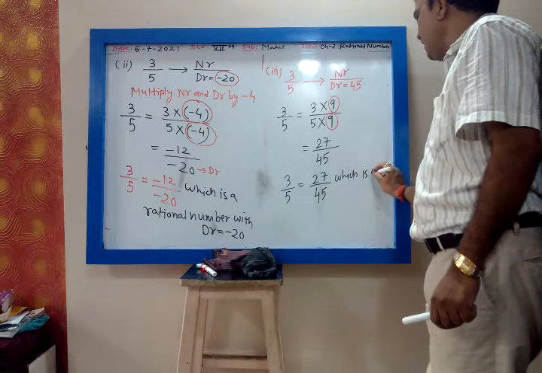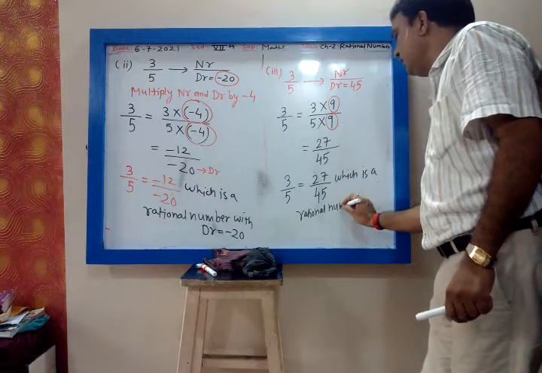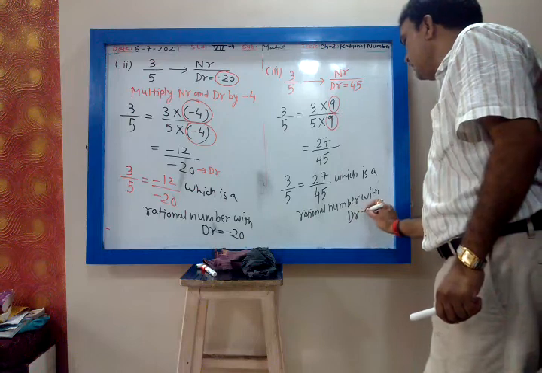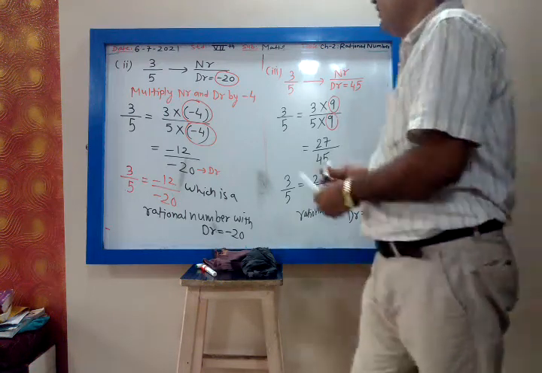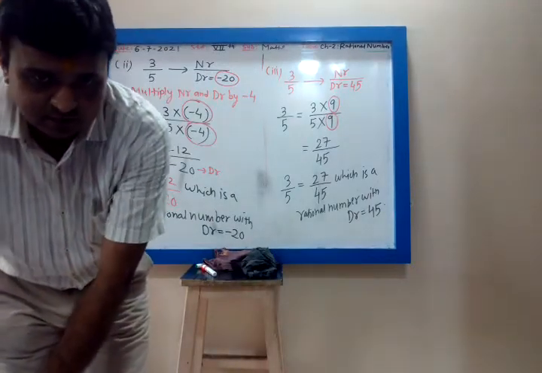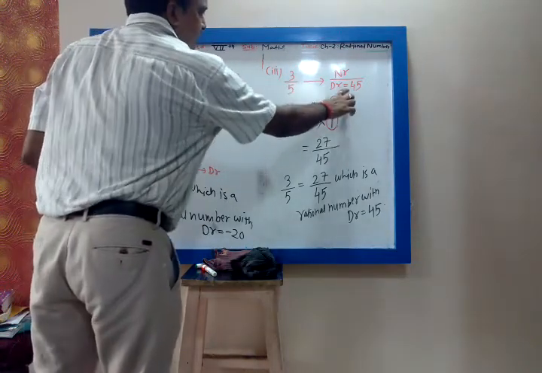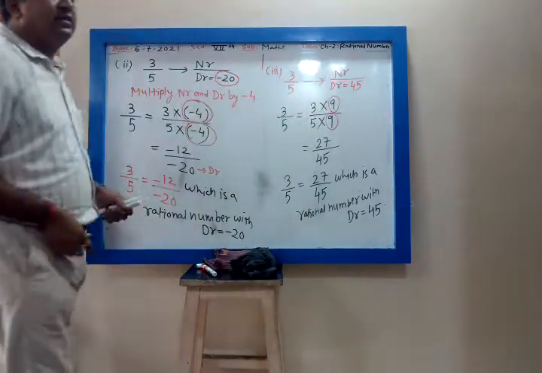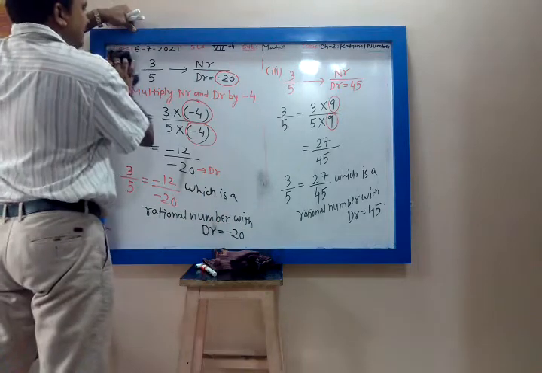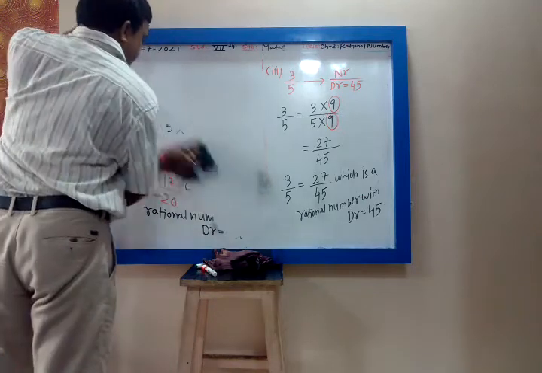27 upon 45 is a rational number with denominator 45. Clear? So when you are taking multiplication, you have to take care. Whenever it is plus sign, we multiply by positive 9. If it is minus 45, we multiply by minus 9. Because we know that multiplication of plus into minus is minus, minus into minus is plus, plus into plus is plus. So that care you should take.